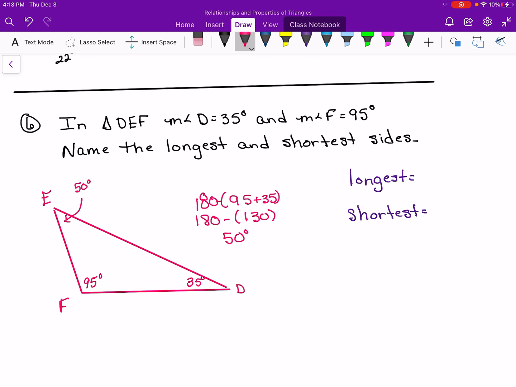The longest side is across from that biggest angle. The biggest angle is 95, so the side across from that is ED. The shortest side is across from the smallest angle. The smallest angle is the 35 degrees, and it is across from EF. So in a nutshell, longest side, biggest angle, shortest side, smallest angle, and if you don't have a triangle given, draw the triangle. Label the parts, make sure you get everything in the right order before you start.